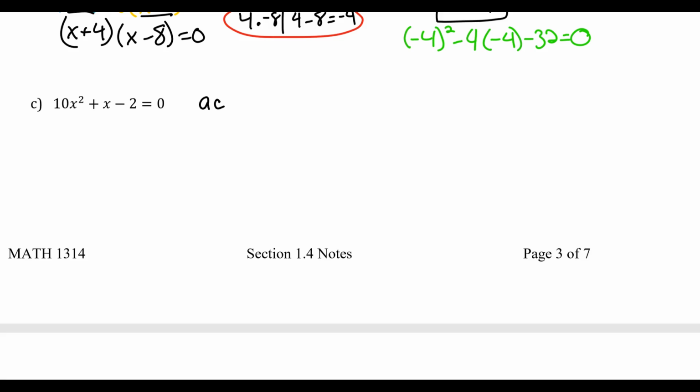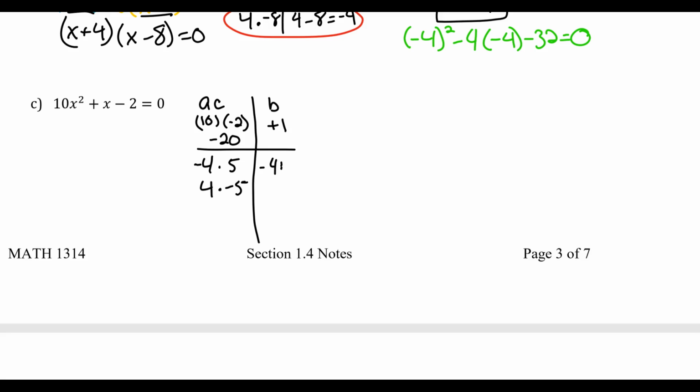So AC, my A is 10, my C is a negative 2, my B is a positive 1. So I want two numbers that multiply to give me a negative 20, add to give me a positive 1. Negative 4 times 5, 4 times a negative 5, both of those give me negative 20. So negative 4 plus 5 is equal to 1. 4 plus a negative 5 is equal to a negative 1.